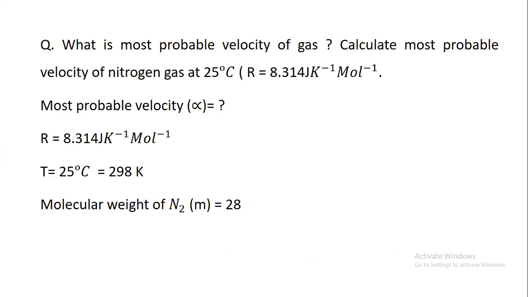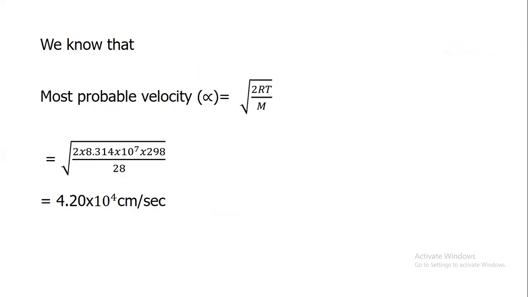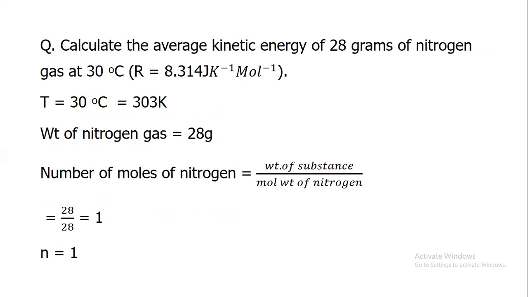R, the universal gas constant, is given as 8.314 joule per Kelvin per mole. Temperature 25 degrees Celsius, that is 298 Kelvin. Molecular weight of nitrogen 28. We know that most probable velocity is the square root of 2RT over M. Substituting the values of R and T, we get 4.20 × 10^4 cm per second.